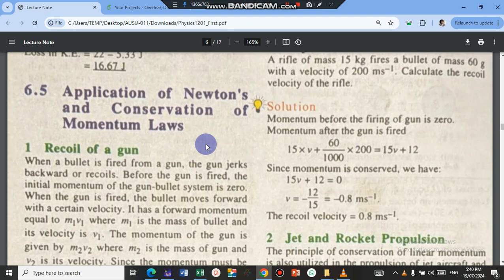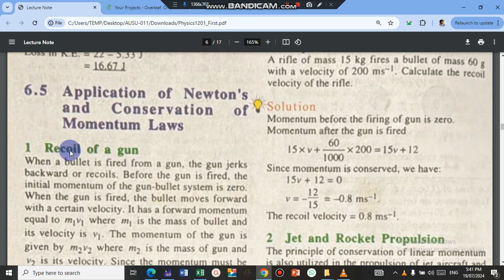Now, in addition to the three laws, you also have the conservation of momentum law that says when in a system of colliding particles, provided there is no external force acting on the system, total momentum before collision equals total momentum after collision. Now, they have real applications in nature and we benefit from these applications.